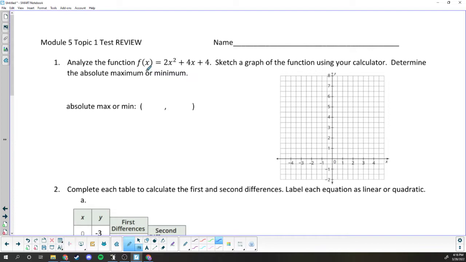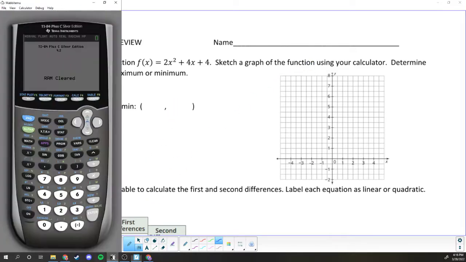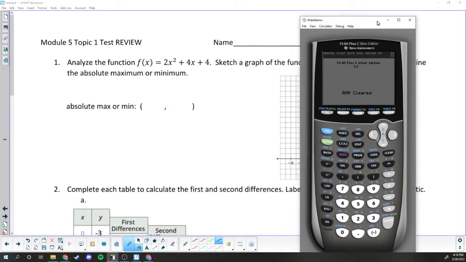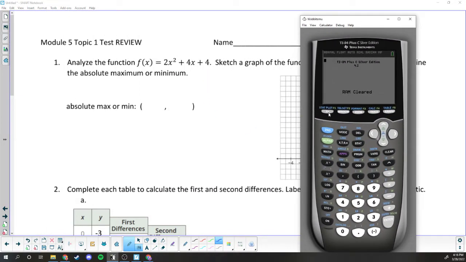Analyze the function f of x equals 2x squared plus 4x plus 4. Whoa. Sketch a graph of the function using your calculator. Okay, that I can do. Determine the absolute minimum or maximum. Well, what that tells me is to just graph it in my calculator. So here we are. Once again, to graph anything in this calculator, you're going to go to Y equals. This is super important. Each one of these lines is a different function, so you can enter as many things as you want. Well, 9, I guess. But you just type it in.